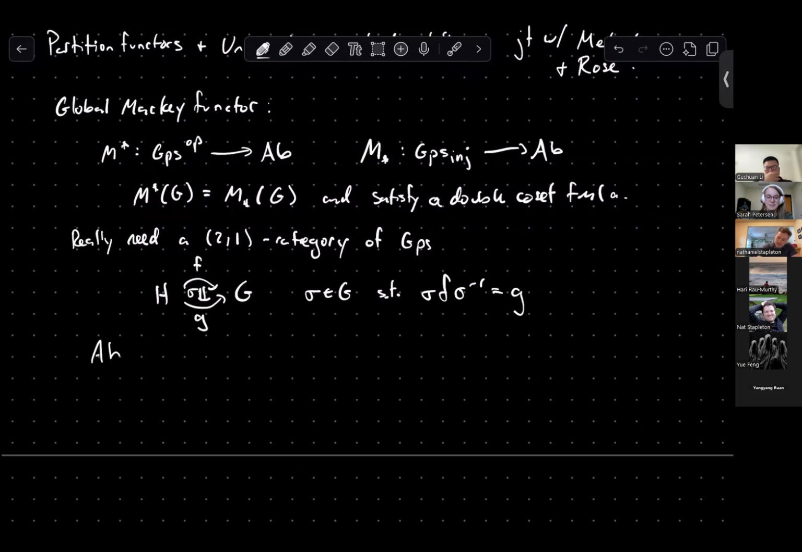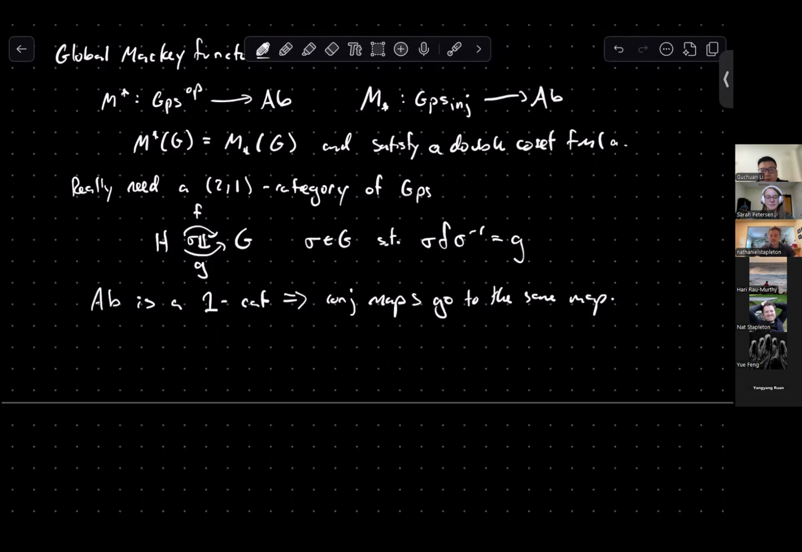And the fact that Ab is actually a one category in this definition just means that by taking this to be the 2-1 category of groups, we have conjugate maps go to the same map. So conjugate maps between finite groups go to the same map. Or said another way, there are special automorphisms of any finite group, the inner automorphisms, the ones coming from conjugation, and those just all need to go to the identity map on M of G. So conjugation in the group doesn't do anything on the value of the global Mackey functor on the group.